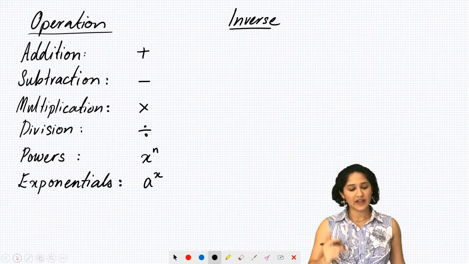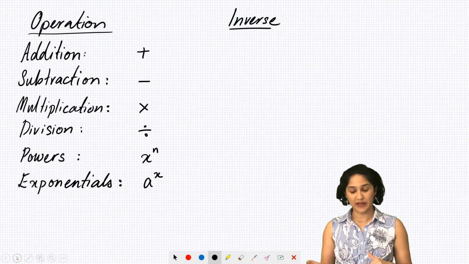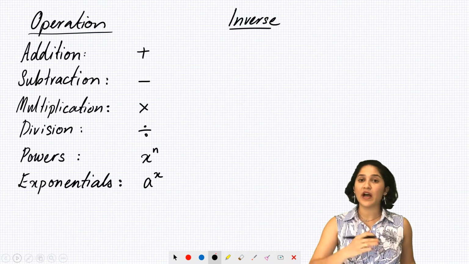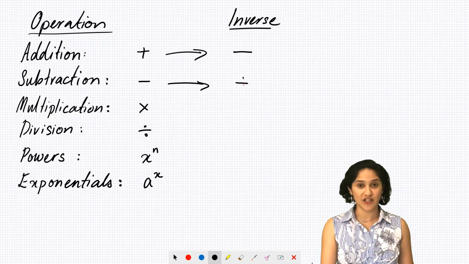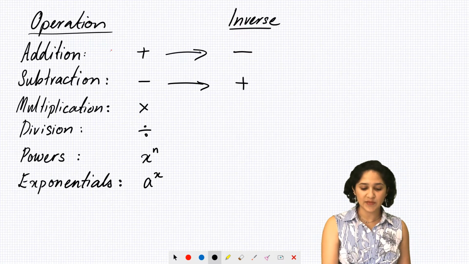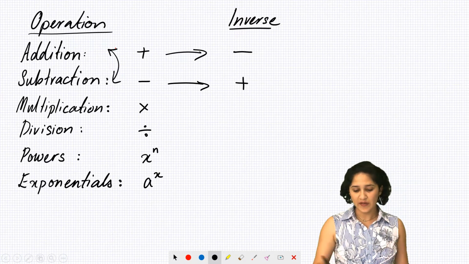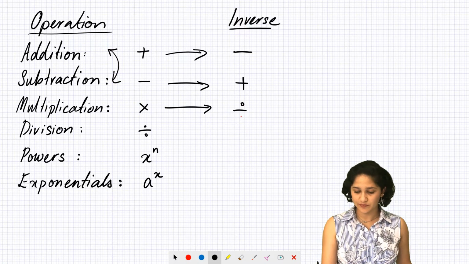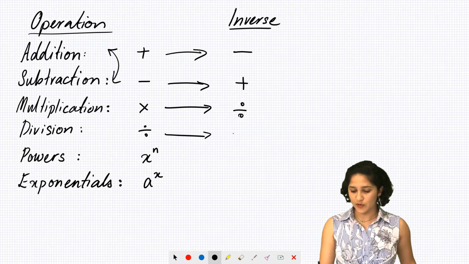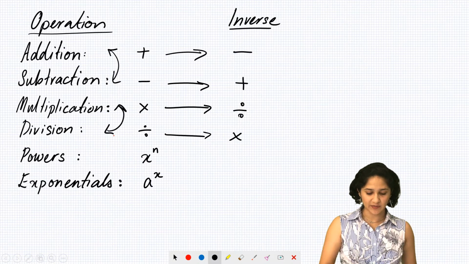Okay, so here's a list of the operations that we know, and we'll talk about what the inverse of each one is. So we know that if we want to undo addition, that becomes subtraction, right? And if we want to undo subtraction, that becomes addition, okay? So we say that addition and subtraction are the inverses of each other, so they're inverse operations. In the same way, we know that to undo multiplication, we do division, and to undo division, we do multiplication. So these two are also the inverses of each other, division and multiplication.